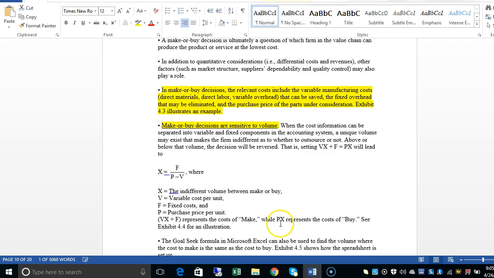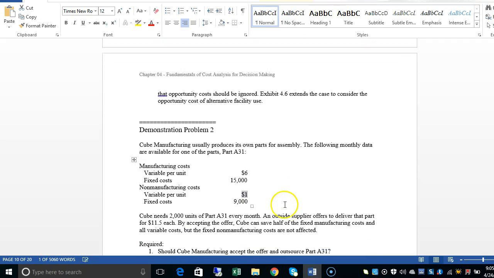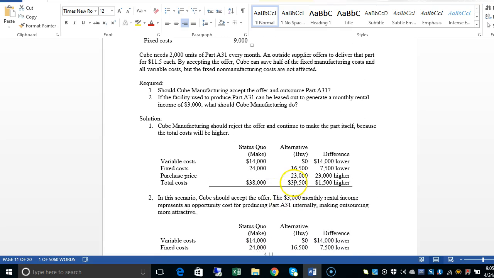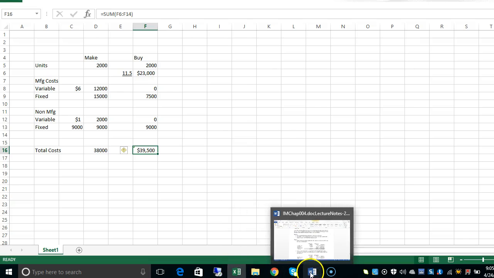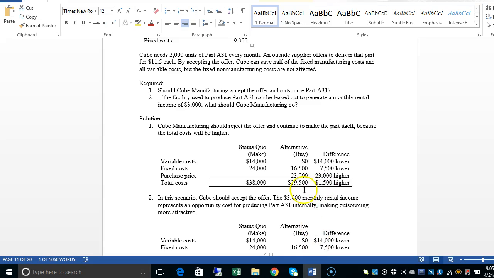So right off the bat, as you can see, we get the $39,500 here. The book likes to do it a little differently than I do. I think my approach is more logical. However, our buy alternative is actually $1,500 higher, so we would not buy this product. We would continue to make it.